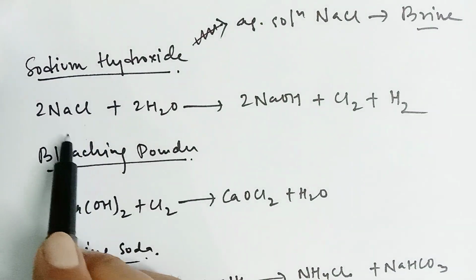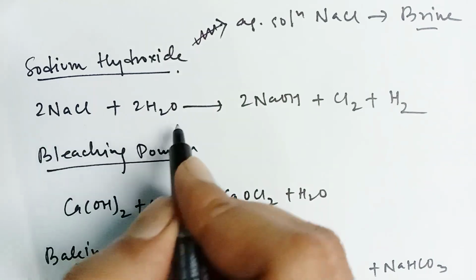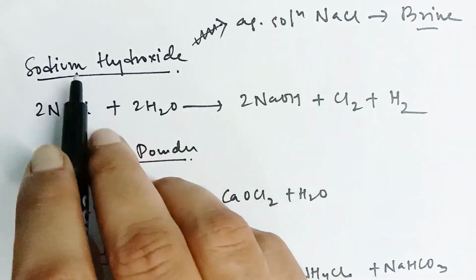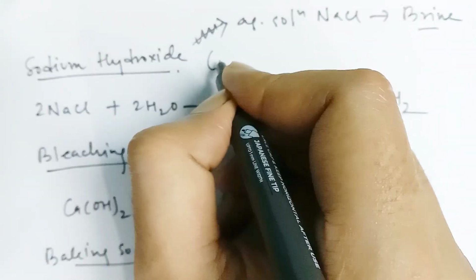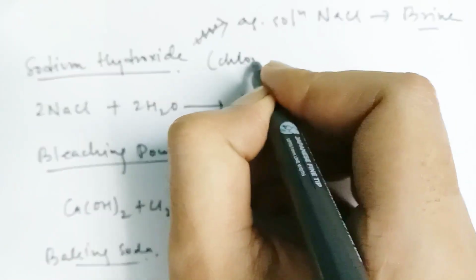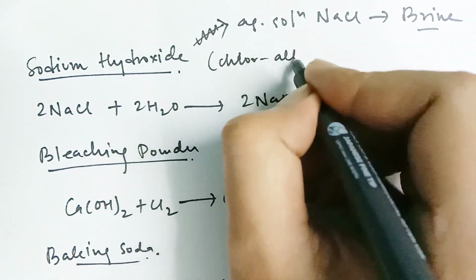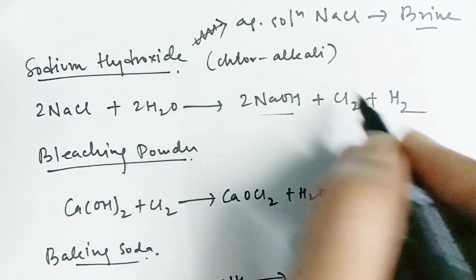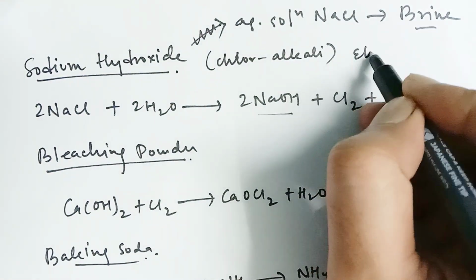This is the way by which sodium hydroxide is synthesized from NaCl and water to produce sodium hydroxide, chlorine, and hydrogen. This is produced by the chloroalkali process. Chlor for chlorine gas, alkali. This reaction is done by electrolysis.